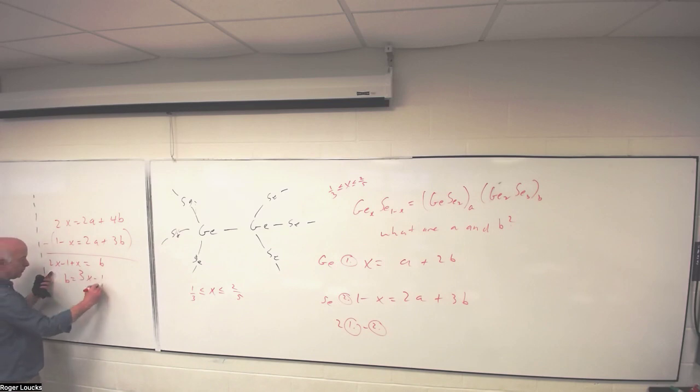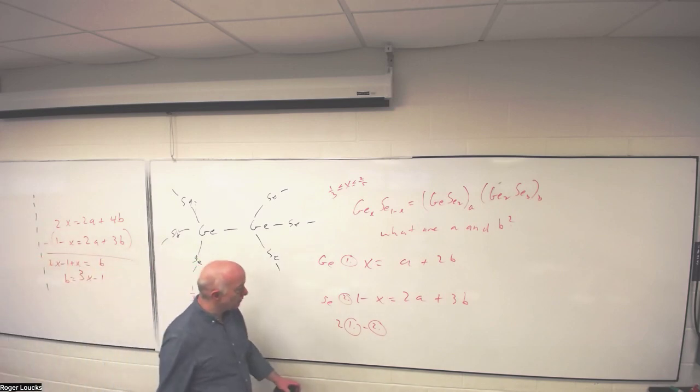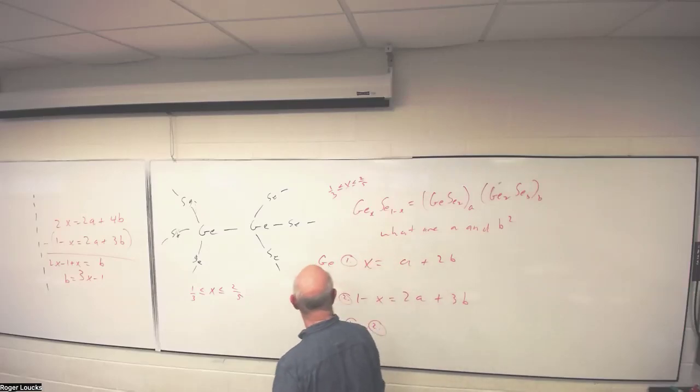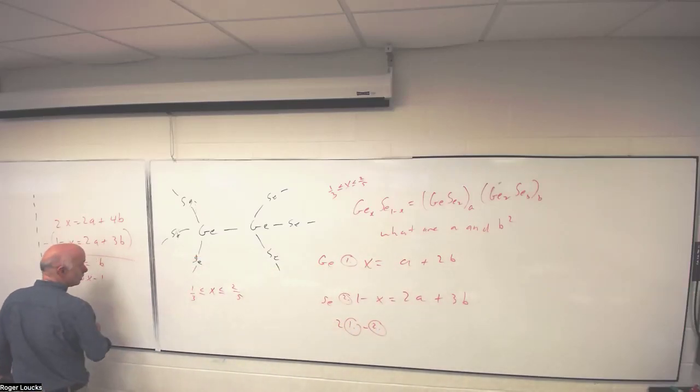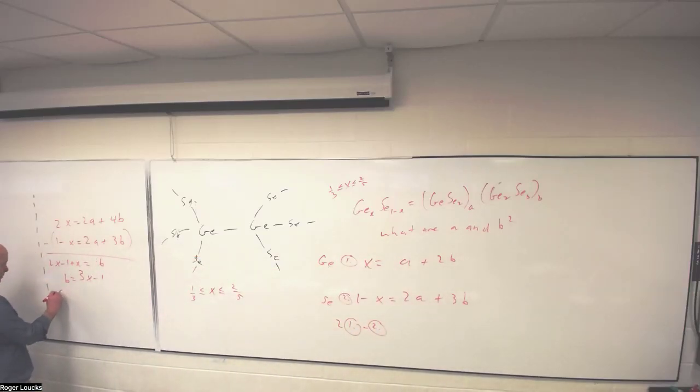Okay, b equals 3x minus 1. Does that make sense? Yes. Now, what does that mean then about our a? I'm going to put this in over here. So this is going to tell me then, sub into 1. We sub into 1, what do we get?